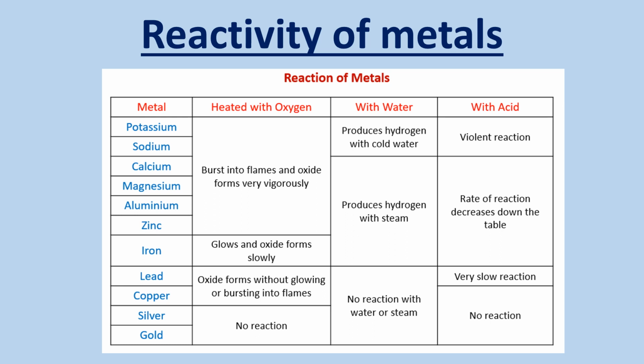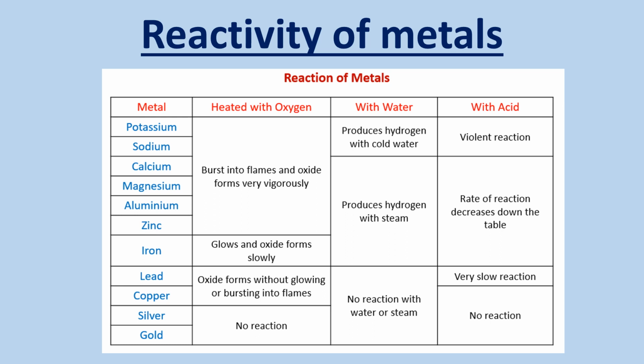Okay, so you should already know that some metals are more reactive than others, and you did reactivity back in year 8. When we establish reactivity, we heat metals with oxygen, water and acid. You can see that potassium down to zinc bursts into flames and forms an oxide very vigorously, whereas iron will just glow to form its oxide. Lead and copper form an oxide layer without glowing or bursting into flames, and silver and gold don't react with oxygen in that way, although silver does tarnish, but we'll talk about that later.